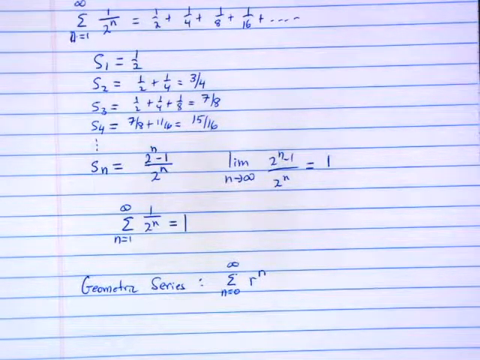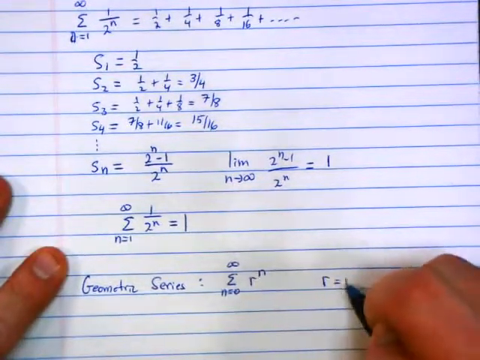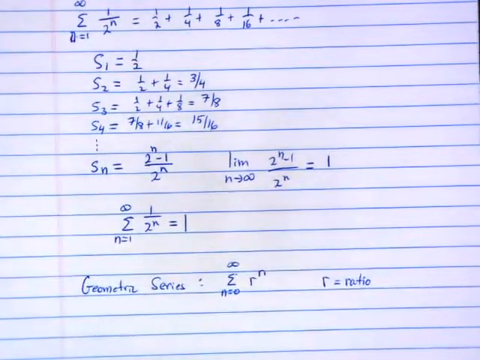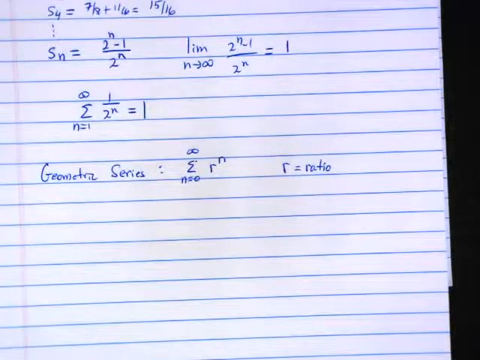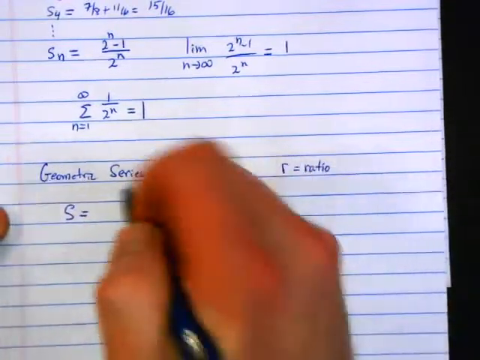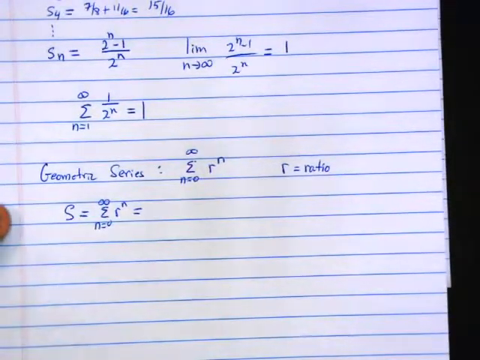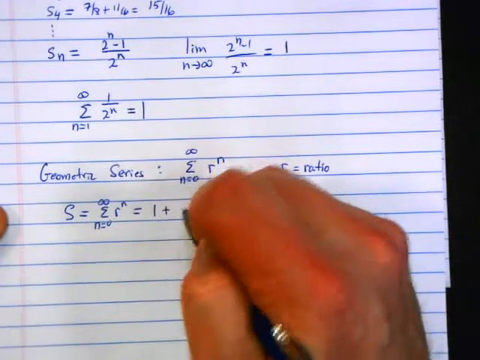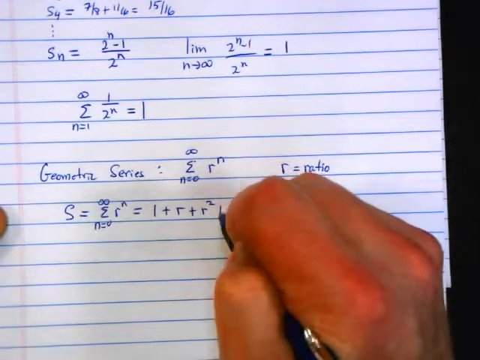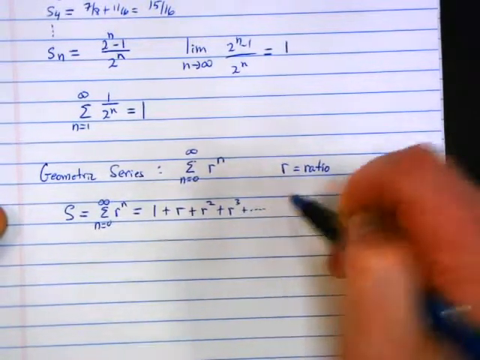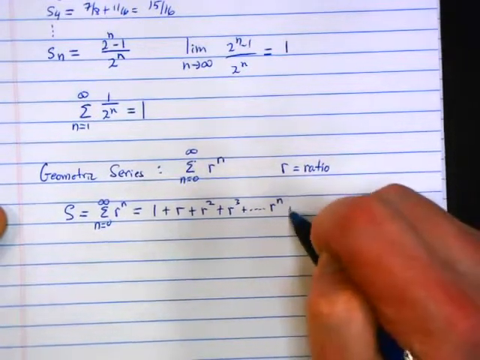That's okay. A geometric series is the sum from n equals 0 to infinity of r to the n, where r is your ratio. Geometric series sometimes converge, and geometric series sometimes diverge. We're going to let S equal the sum from n equals 0 to infinity of r to the n, which is 1 plus r squared plus r cubed plus r to the n, and then it keeps going.